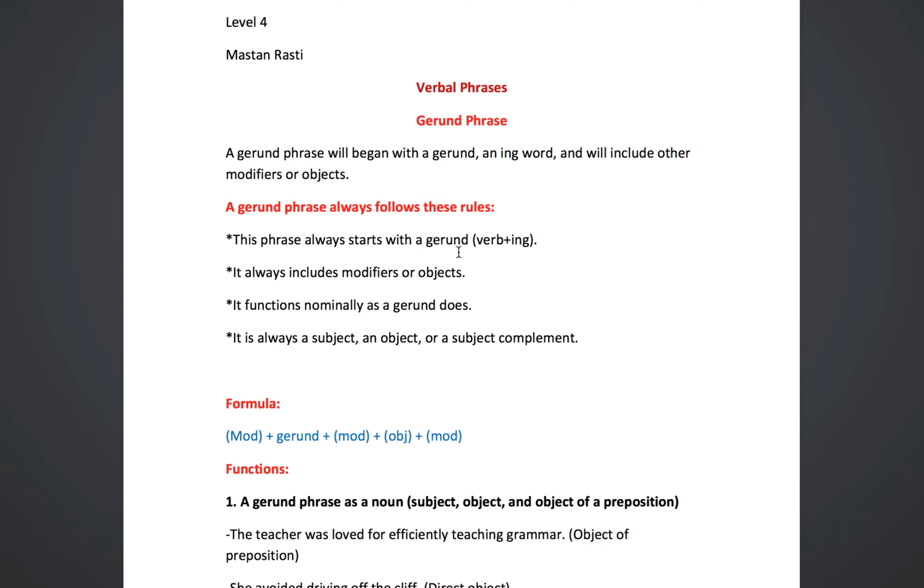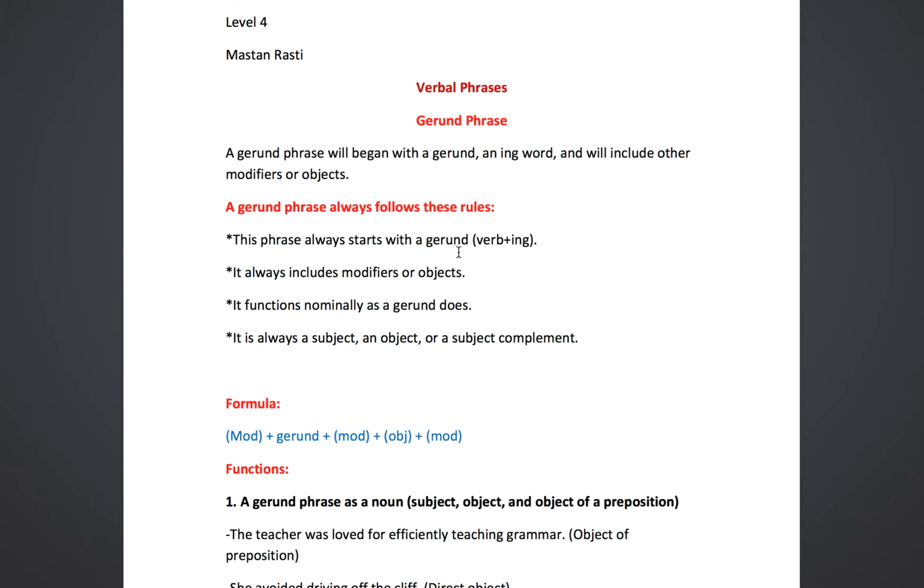The first type of the verbal phrases that we have is the gerund phrase. We talked about the gerund, and this is exactly the same, but the only difference between them is the formula or the ways of writing the gerund. At the very beginning, when we talked about the gerund, we only had the word, which was the verb form with the ing, but here the formula would be changed.